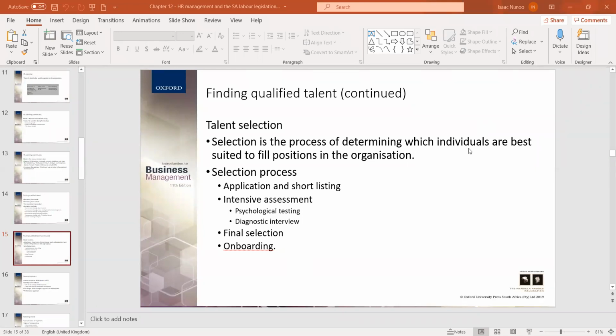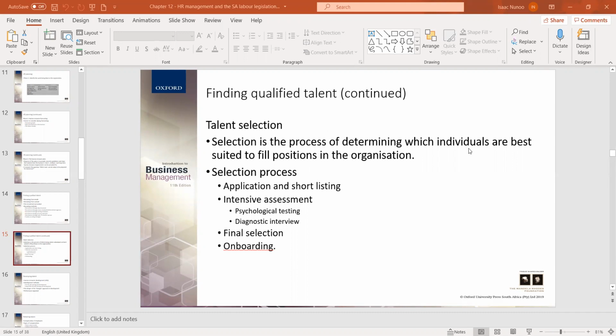Once the recruitment process has been gone through, identify the basic strategy of the various types of recruitment agency. Another responsibility of the human resource manager or department is to identify the talent. Talent selection is the process of identifying the right person who is suited for the position. In doing so, there are three phases: the preliminary screening, intensive assessment, and the final selection.